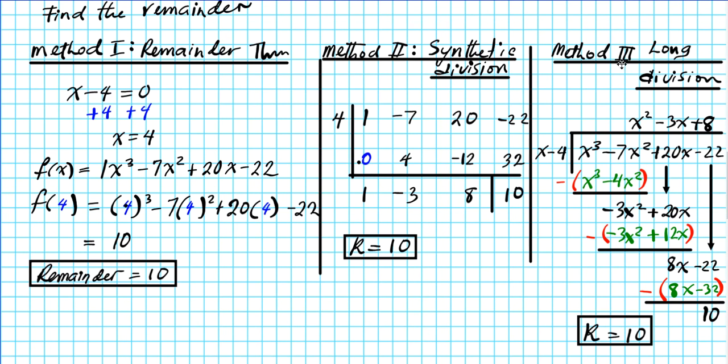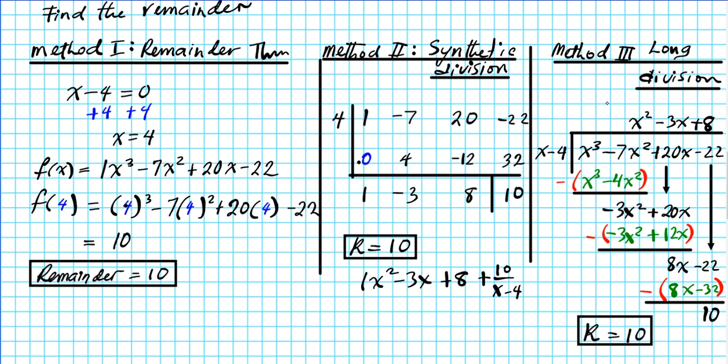Well, methods 2 and 3 do not just tell you the remainder. They also tell you the quotient. Okay? Synthetic division tells you the quotient. If you take a look at these, they are the coefficients of the depressed polynomial, or the quotient, which is, let's write it down, 1x squared, a degree less than the original: 1x squared minus 3x plus 8. And then we have the remainder, 10 over x minus 4. Okay, so these two tell you not just the remainder, but they also tell you the quotient.